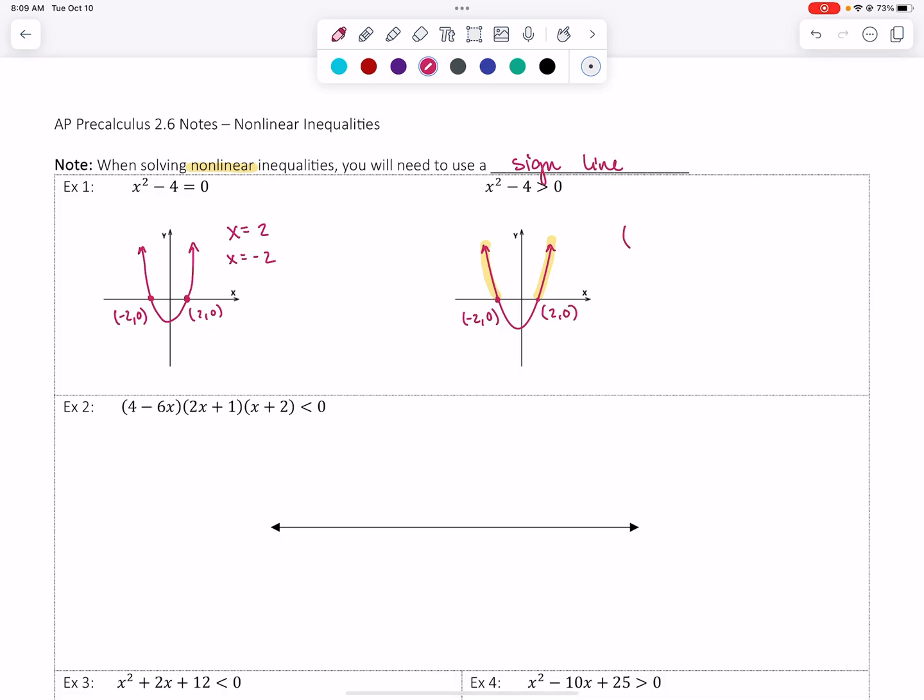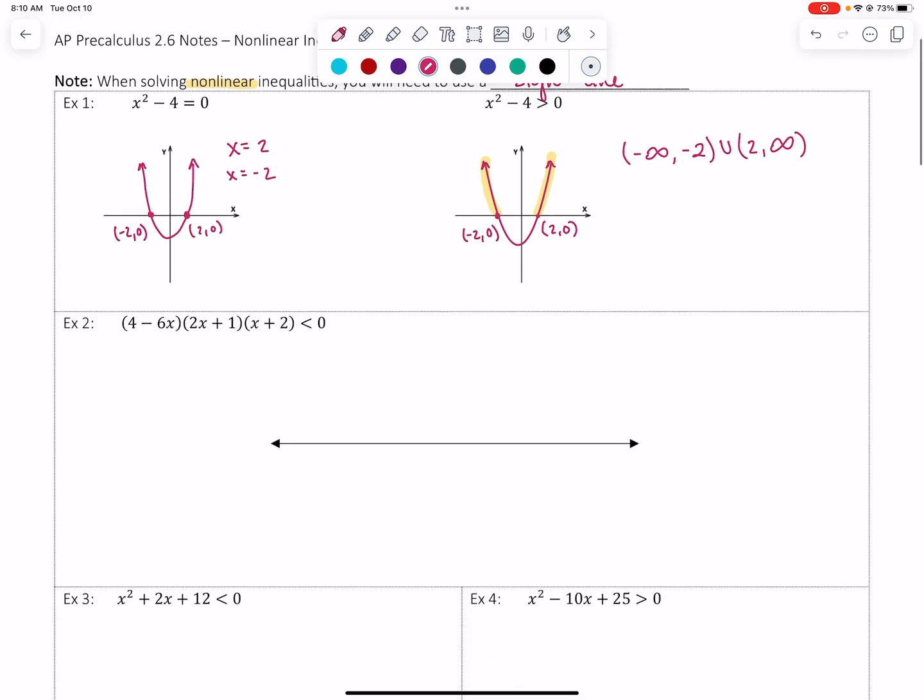So our answer from this one is negative infinity to negative 2, union 2 to infinity. Those are all the possibilities that would give us outputs that are greater than 0. So that's with the quadratic, and we've looked at those.